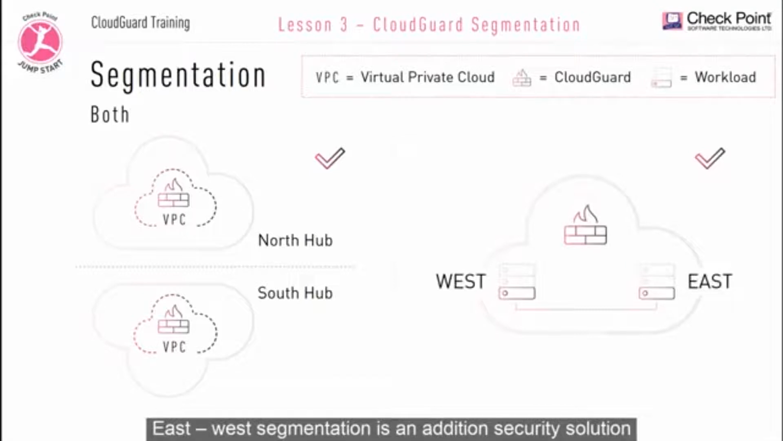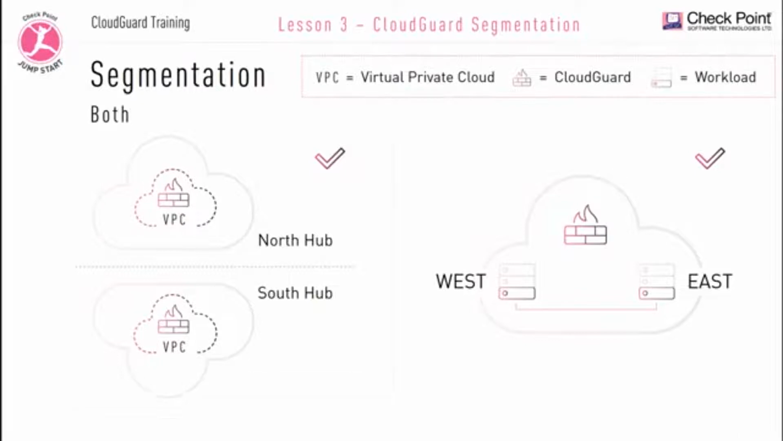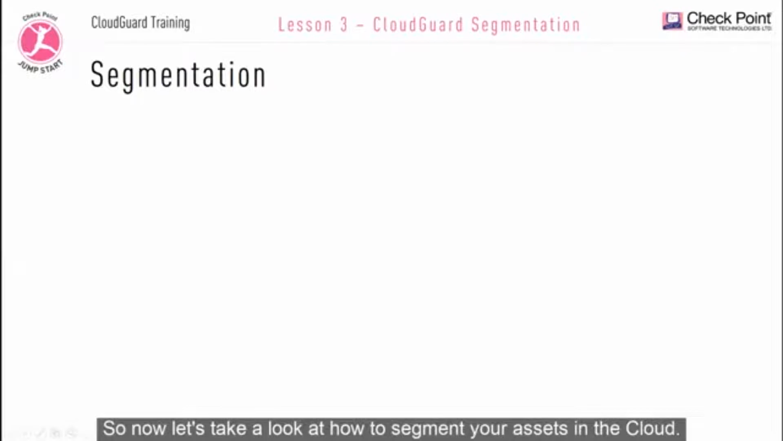East-west segmentation is an additional security solution that adds an additional layer of protection into your network that you cannot do with traditional networking. But you can do this in the cloud by taking advantage of some very creative routing, which we will discuss shortly. So now let's take a look at how to segment your assets in the cloud.